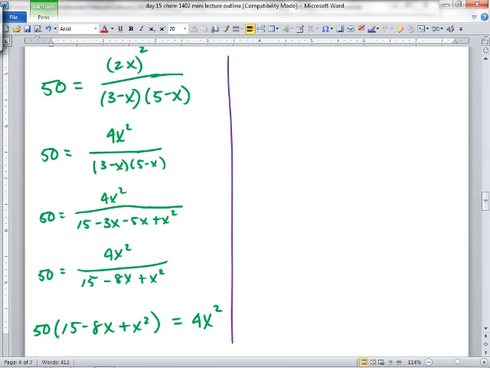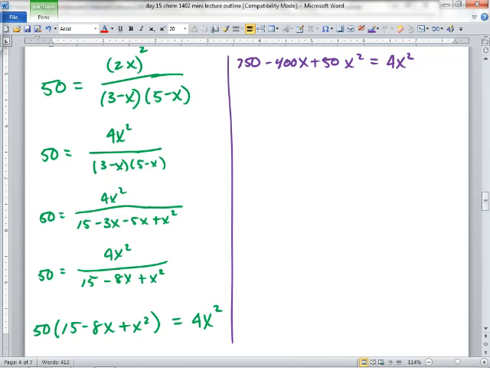Javier, remember the goal. AX squared plus BX plus C equals 0. What would you like to do now? Yeah, I think that's a good idea. Let's multiply that 50 through. 50 times 15 is like 750. And then 50 times a negative 8 is a negative 400. And 50 times x squared is 50x squared. That whole thing has to be 4x squared. Okay.